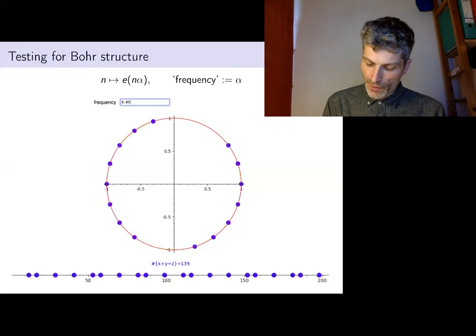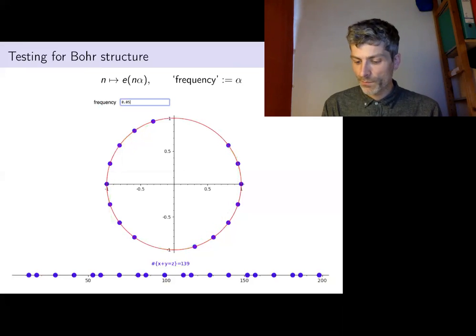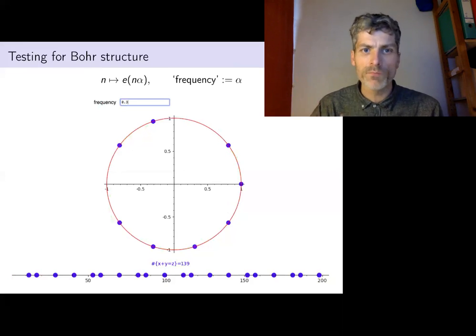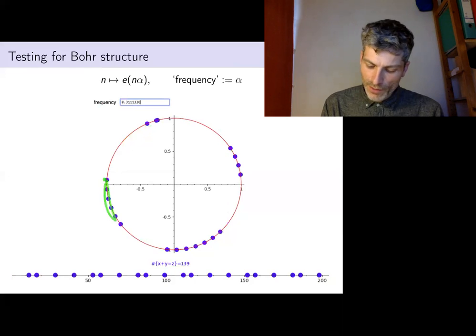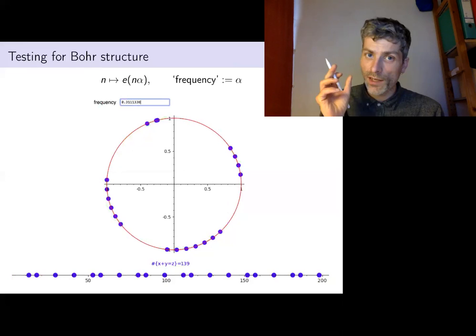Let's go through some frequencies. And there's little bits of clustering, but we're not clustering in a single arc. So I would contend we don't have any Bohr structure yet, because these points are spread evenly around, almost evenly, sort of equidistributed or uniformly around the unit circle. You can have some pseudo clustering, but the clustering is distributed nicely. We're not in one single arc.